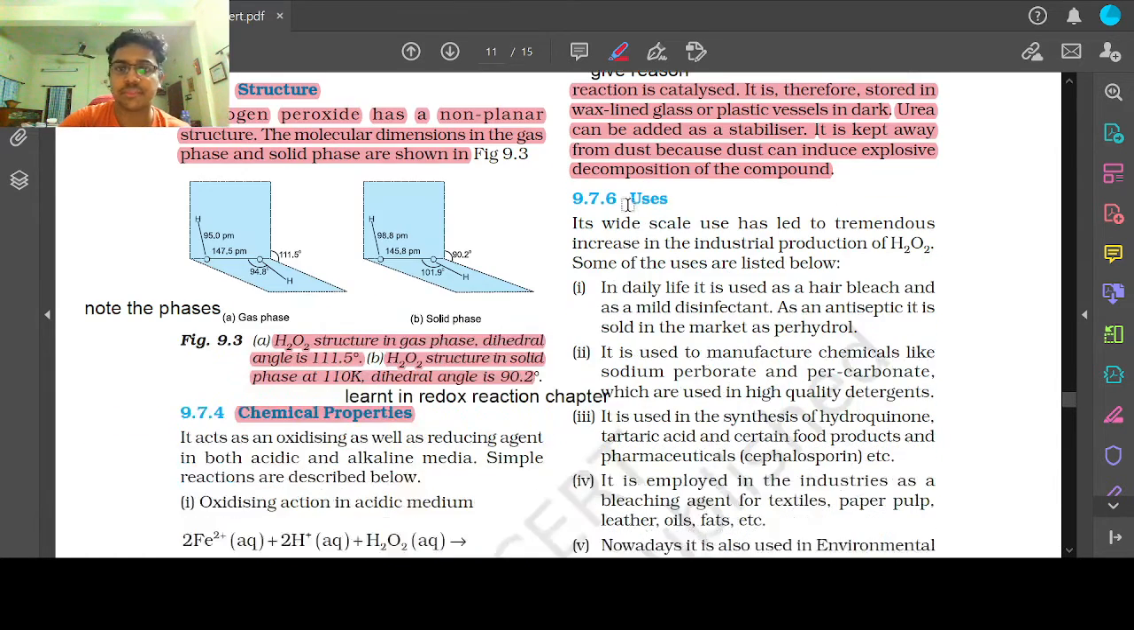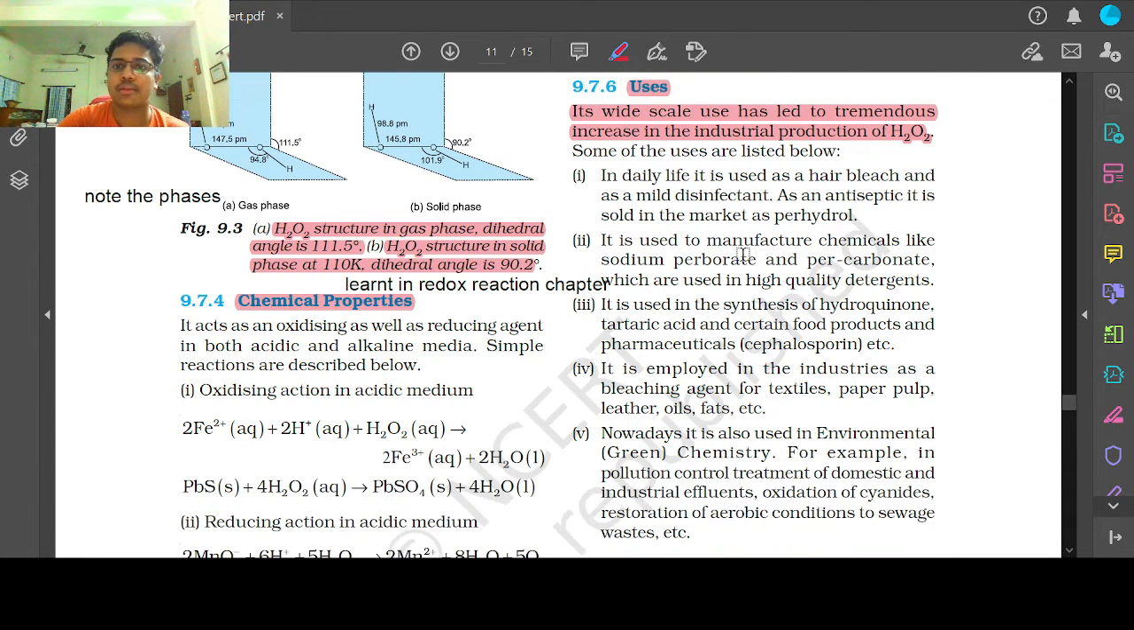Okay, so now the uses come. It has wide scale use and has led to tremendous increase in the industrial production of H2O2. In daily life, it is used as hair bleach and as a mild disinfectant. As an antiseptic, it is sold in the market as perhydrol. Okay, so this is important.